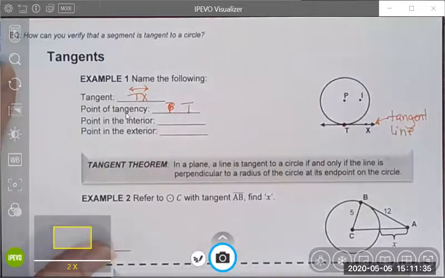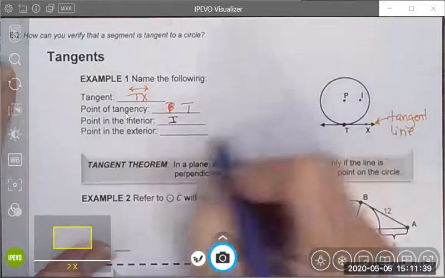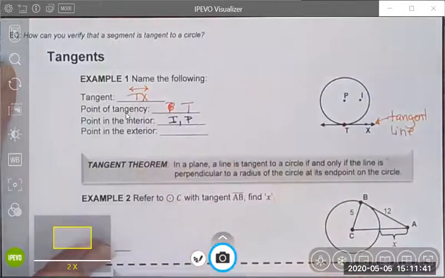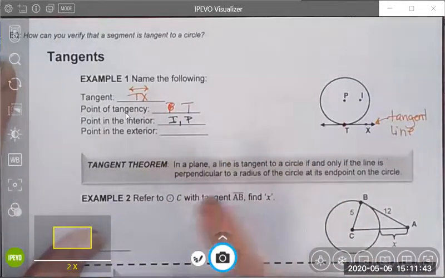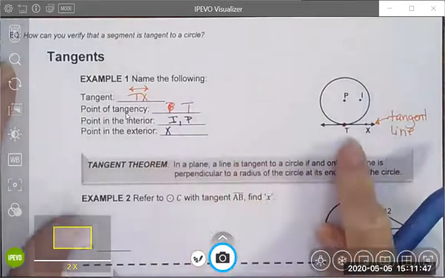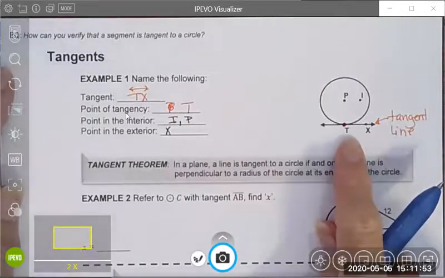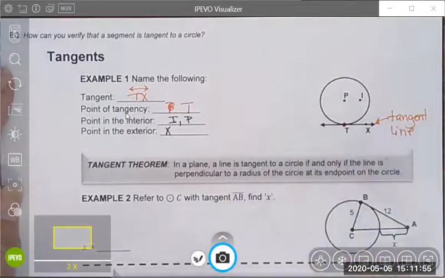We can find points that are on the interior. That would be point I and point P. And points that are on the exterior, it's outside, that would be point X. Technically, point T is both on the tangent line and on the circle, so he's neither interior nor exterior. So that's kind of what you need to know to talk about tangents.